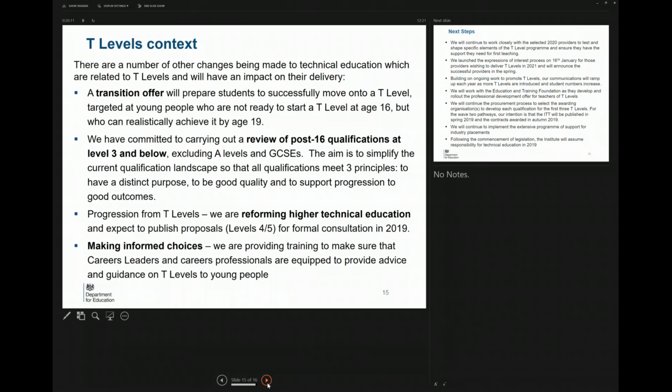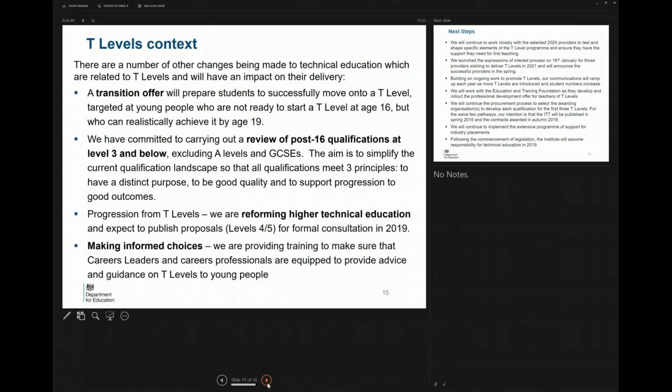We've also committed to carrying out a review of post-16 qualifications at level 3 and below. And the aim here is to simplify the current landscape so that all qualifications that are available and funded for young people have a really clear purpose, are of good quality, and support progression to good outcomes. This is a really significant review and one that we know will inspire a whole range of questions and a whole range of strong views.